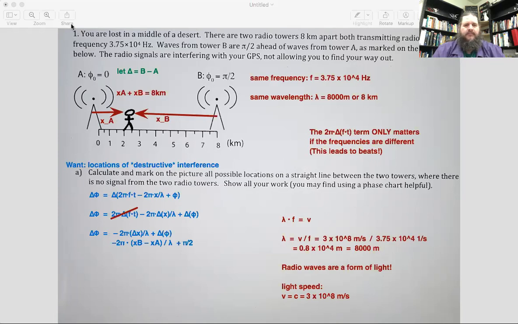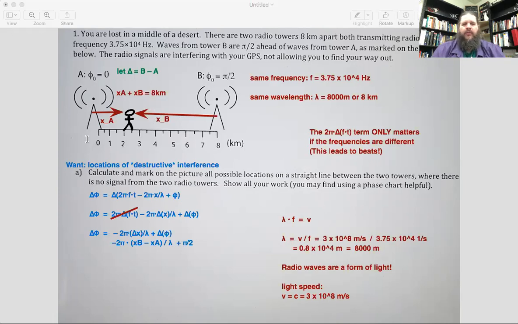I have a quick question. Since their frequency is the same, and that means their wavelengths are the same, doesn't it mean that the delta 2 pi x over lambda term is 0? No, because the x's are different. The x is the path length, the distance traveled by the wave. XA and XB are not traveling the same distance unless you're exactly in the middle at 4 kilometers. Oh, okay. We aren't given that.